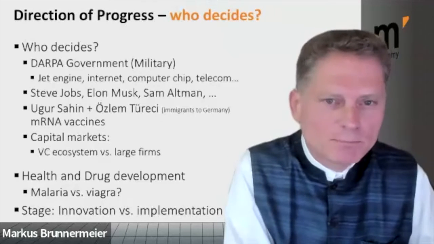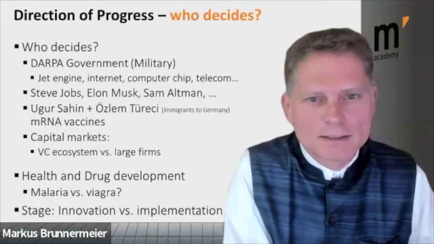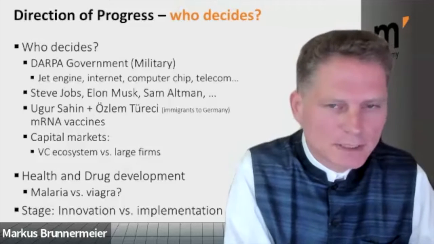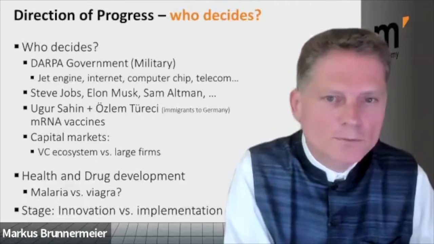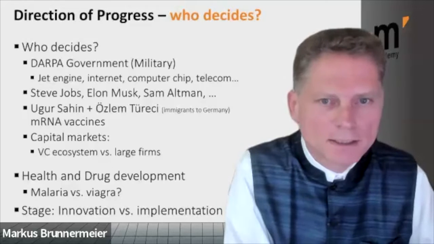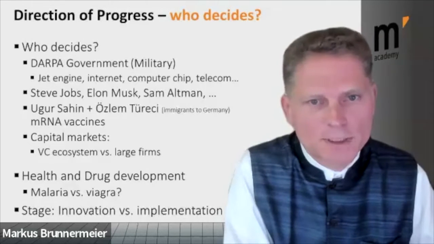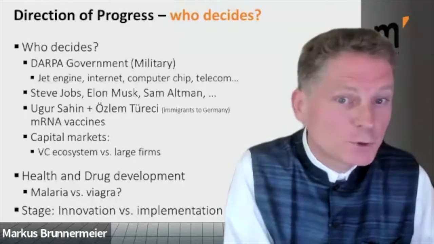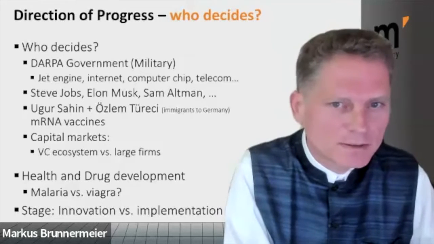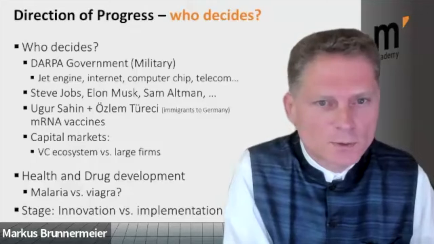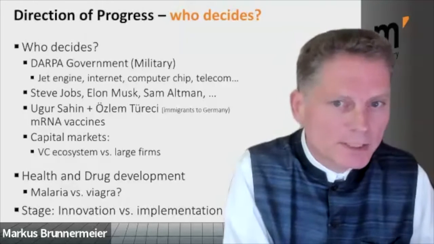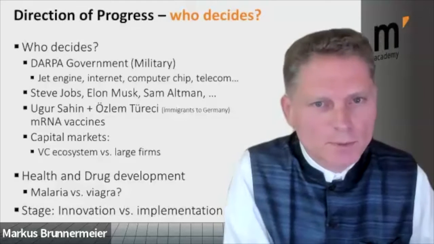To a large extent, the big basic research is decided by the military arm of the government. So DARPA is deciding. So the jet engine, internet, computer chip, telecom, all of this essentially was initially decided by the military expenditures to enhance military fighting capacity. Or is it Steve Jobs, Elon Musk, Sam Altman, or in the case of vaccines, Ugur Sahin, Özlem Türeci, Turkish immigrants to Germany who developed them and were very critical for the mRNA vaccines?